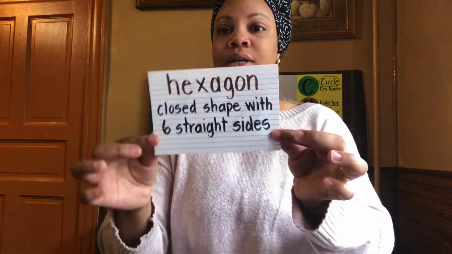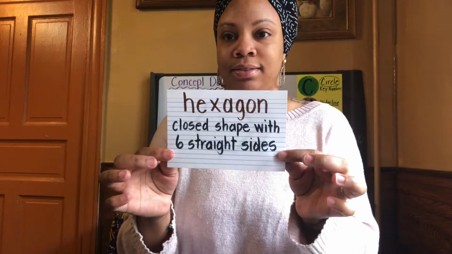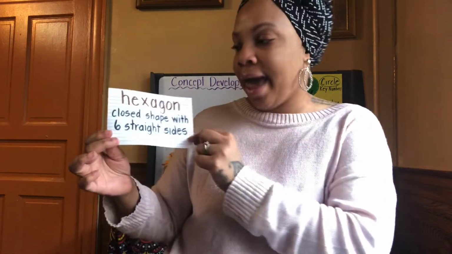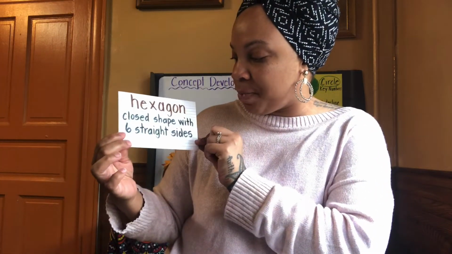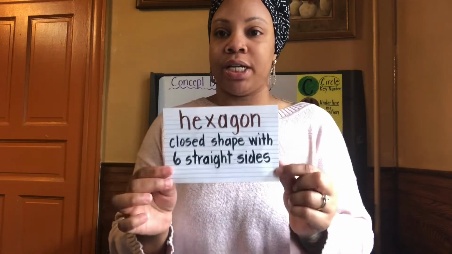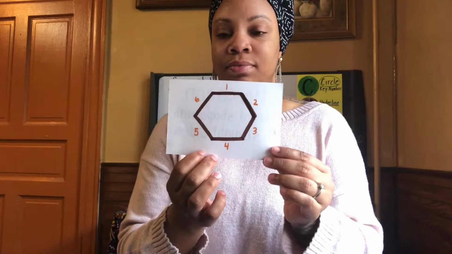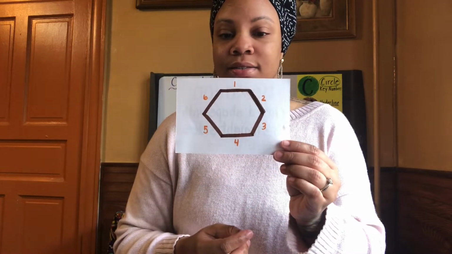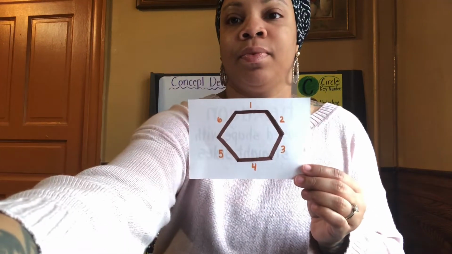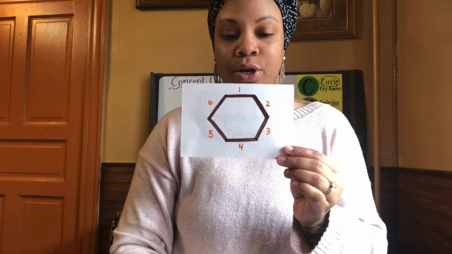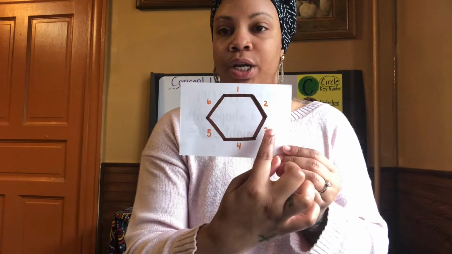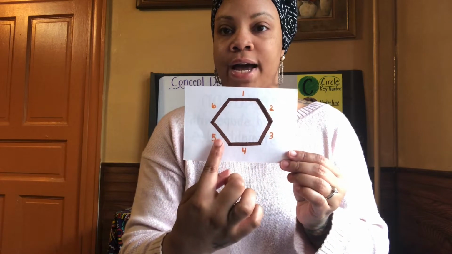And our last shape is called a hexagon. A hexagon is a closed shape with 6 straight sides. Let's take a look at our hexagon. And I've numbered the sides to show that there are 6 sides. 1, 2, 3, 4, 5, 6.